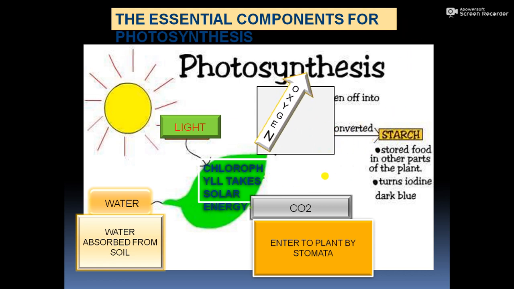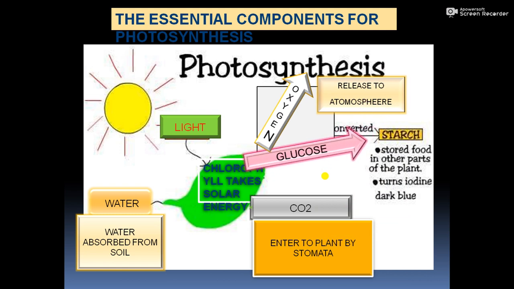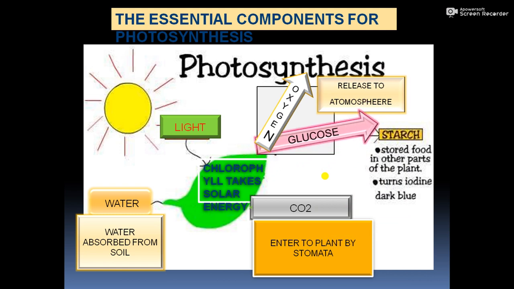and after the production, oxygen gas is released to the atmosphere, and the main product glucose or sugar is used by the plant as food, and extra food is stored in other parts of the plant, and we can check it when the iodine turns blue. We can say that starch is stored in the plant.